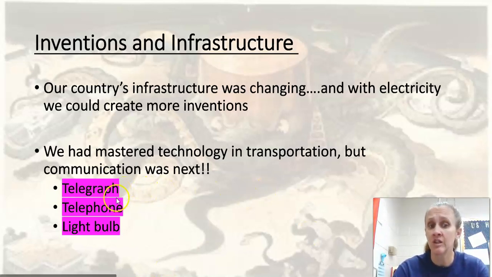Okay, so we've got the telegraph, the telephone, the light bulb. Remember, the words are in pink. They're vocab. You need to write down the definitions, and you have a sheet for that, so you need to be filling that in as you go instead of waiting till the end of the unit.